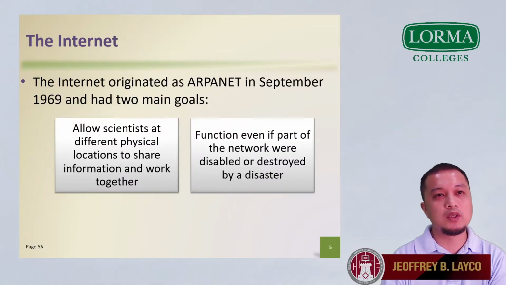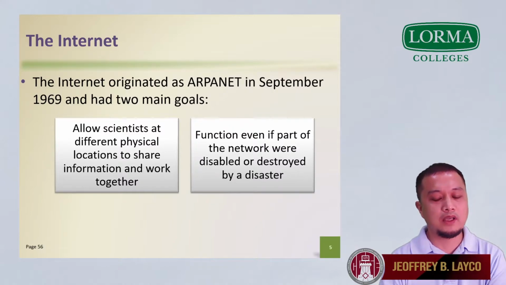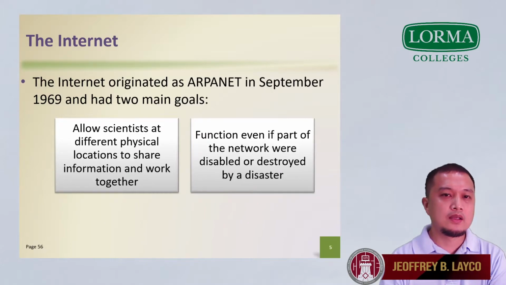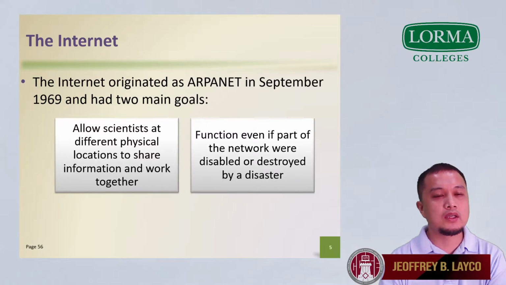Furthermore, the internet has its roots in a networking project started by the Pentagon Advanced Research Project Agency, most commonly known as ARPA. This is an agency of the Department of Defense of the US, started sometime in the late 60s. The goal of this research agency is, number one, to allow scientists at different physical locations to share information and to work together on military and scientific projects. And second, the network could function even if parts of it were disabled or destroyed by a disaster such as a nuclear attack.